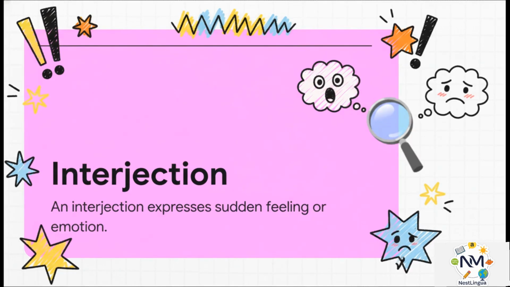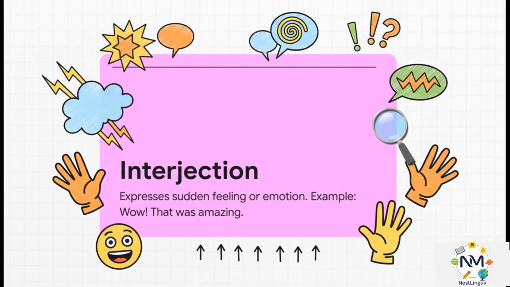And last but not least, we have interjections. These are your little bursts of emotion. Words like wow, or ouch, or hey. They don't really have a grammatical connection to the rest of the sentence. They're just there to add a bit of feeling and personality. They just jump in there to express a sudden feeling. It makes writing feel so much more realistic.